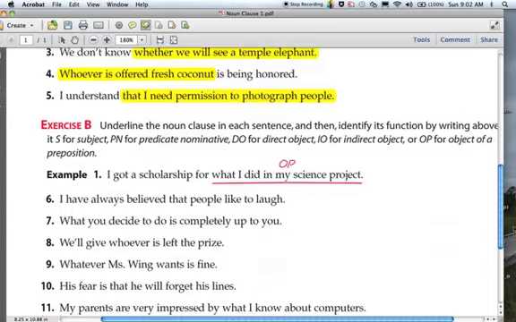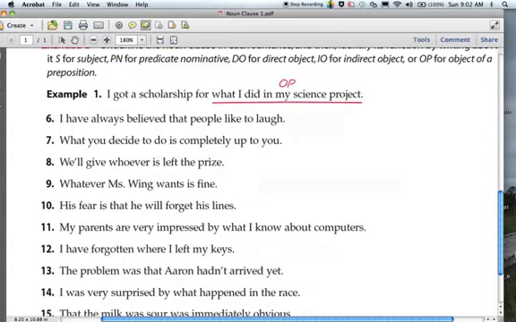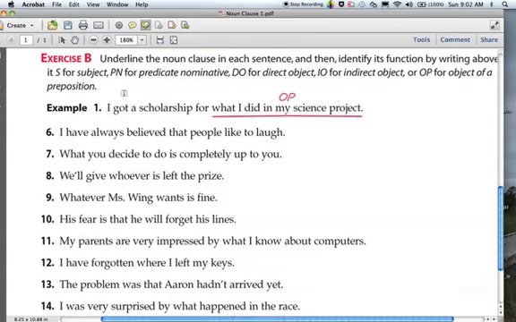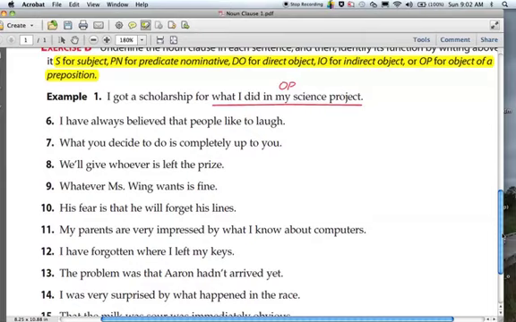Let's move on down to these 10. And now, as you see, you are being asked, bam, to find the function. Oh, yeah. The function. You're familiar with all these functions.